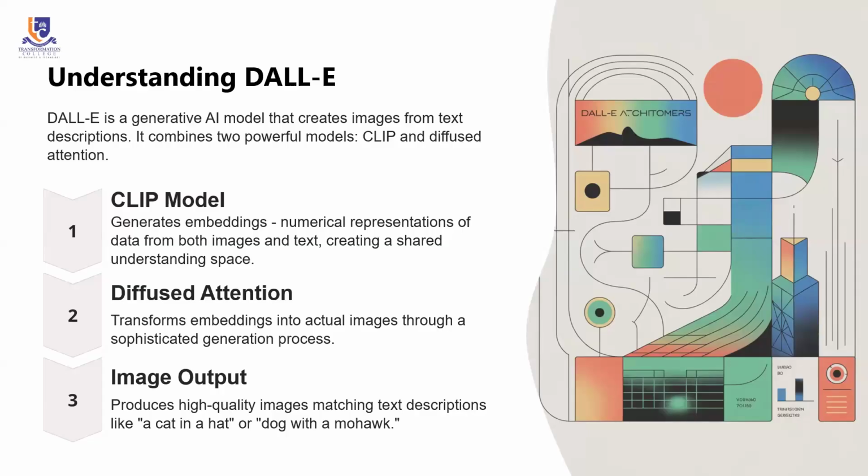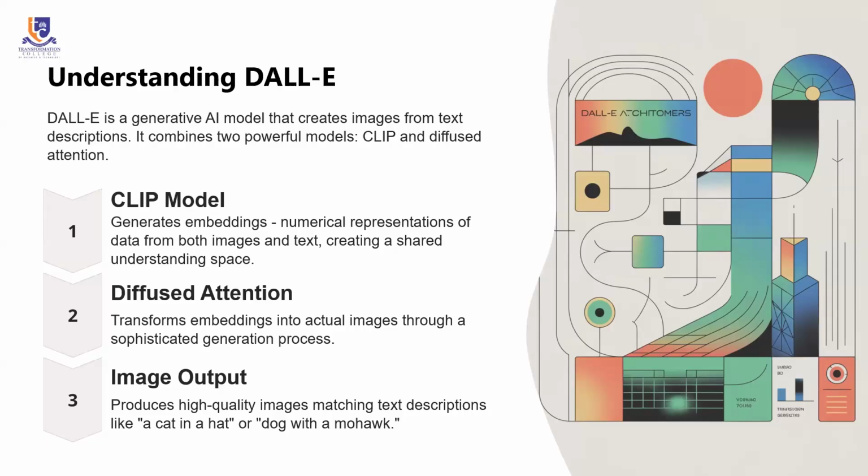Once we send our prompt in, the CLIP model converts that prompt to embeddings, and embeddings are used because it's easier for our model to understand them. It's like an understanding space. So the model now processes the embeddings and not the original text. Now we move on to the next aspect, which is diffusion attention. This transforms the embeddings into actual images through a sophisticated generation process.